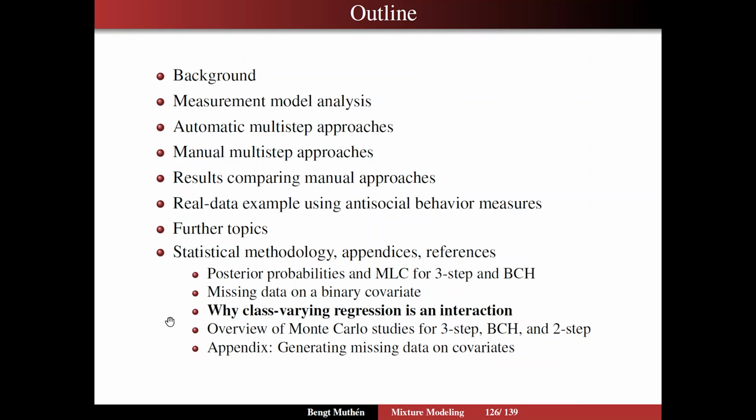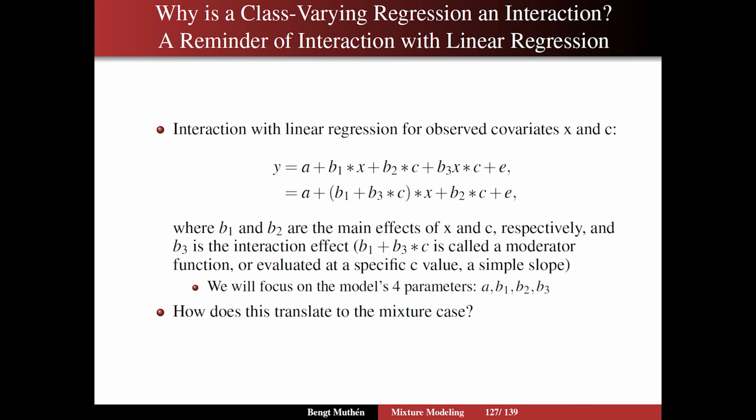Turning then to the next statistical topic, why class-varying regression can be considered as an interaction. Slide 127 gives you a reminder of interaction thinking with linear regression as a start. So say that you have observed covariates x and c, so pretending that our latent class variable c is observed for a second. So you have y regressed on x and c and their interaction. You have an intercept as usual. So you have these b1 and b2 and b3 coefficients of primary interest.